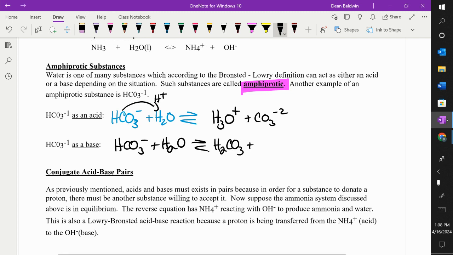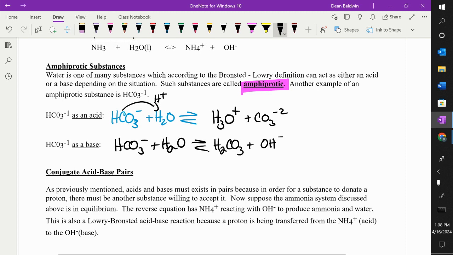H2CO3 and OH minus. Okay, does that make sense? Because it has a negative charge here, it can accept a proton. But because it has a proton, it can also donate a proton. That'll change depending on the situation, what it's paired with, which is the stronger acid. If this is a stronger acid than whatever this is, in this case water, then this will win. But if this is a stronger acid, it will donate to that. But we'll look at that later on. Okay, so it's like a battle going on.